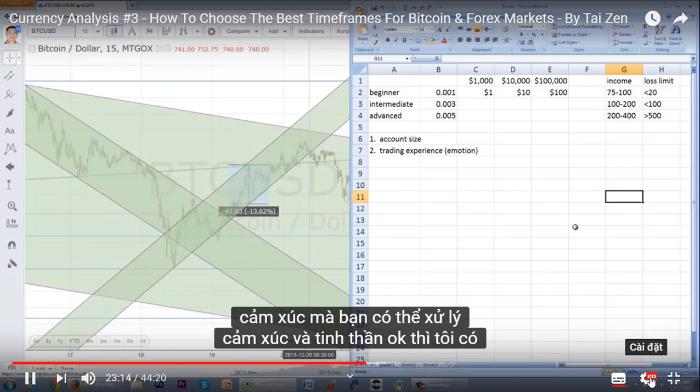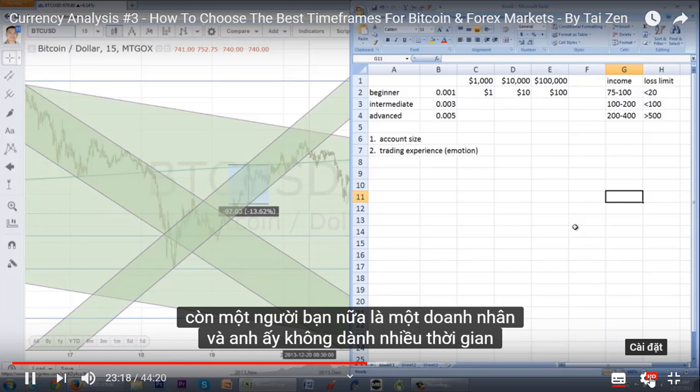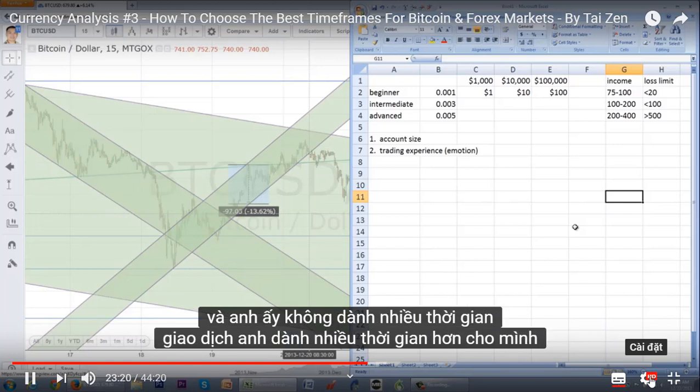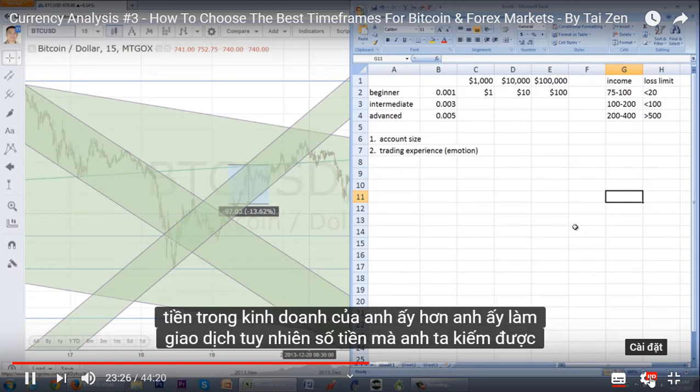Then I have also another friend who is a businessman, and he does not spend a lot of time trading. He spends more time in his business because he makes way more money in his business than he does in trading.